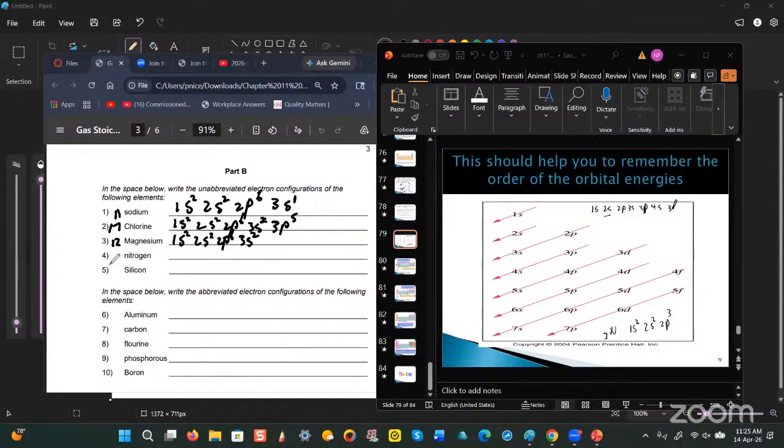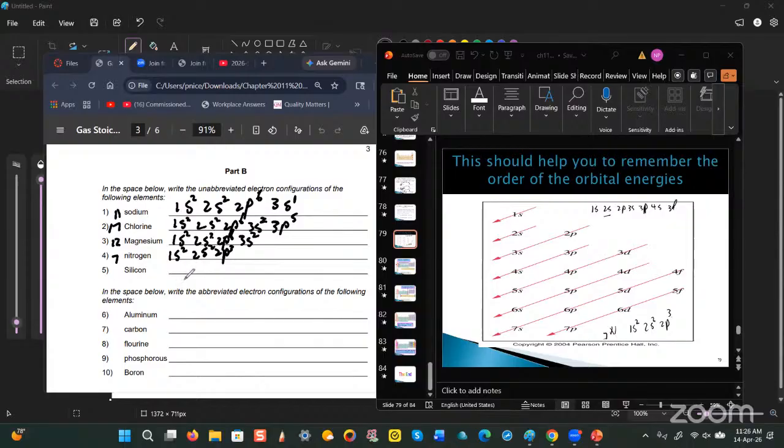What about nitrogen? What's the atomic number of nitrogen? 7. So, the first sublevel will have 2 electrons, and then 2s2, and then 2p3. Okay, very good.